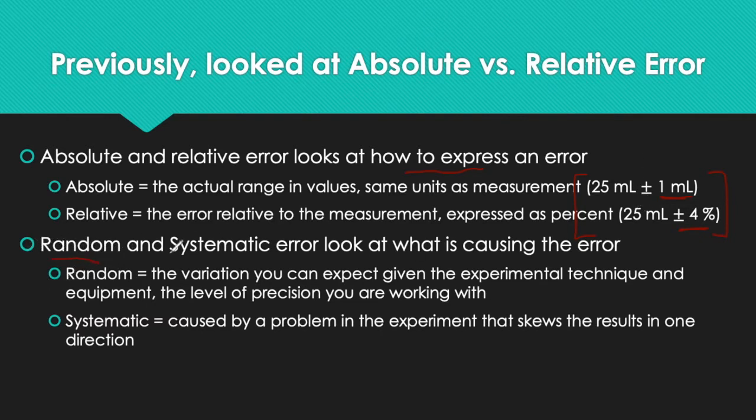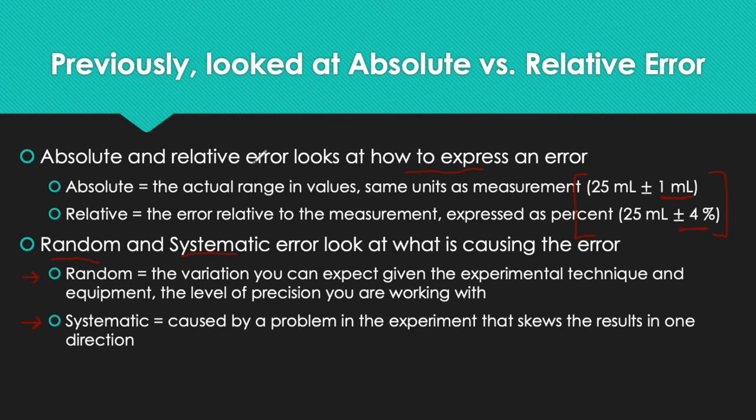The two we're going to look at today, random and systematic error, are more telling what is causing the error. Random error is variation that you can expect basically just given how the experiment is run, the different equipment that you're working with, how carefully you're taking the measurements. Systematic error would be caused by a specific problem in the way something's being done, or a problem in the instrument, maybe the calibration or something, that skews the results in one particular direction.